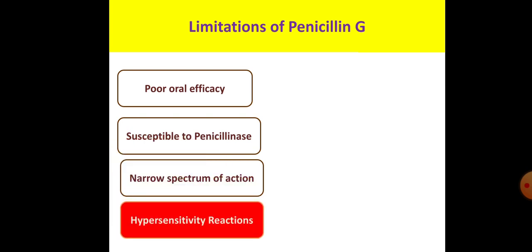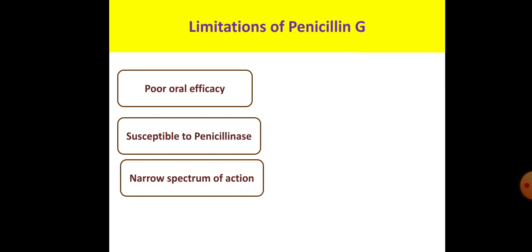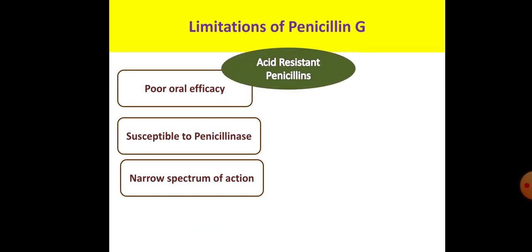And lastly, I have shown in red hypersensitivity reaction, because this limitation is such that it will be seen with each and every penicillin preparation and it cannot be overcome. So these are the three major limitations, and these limitations can be overcome by the semi-synthetic penicillins, and that's why there was a development of semi-synthetic penicillin. Poor oral efficacy can be dealt with the help of acid resistant penicillin.